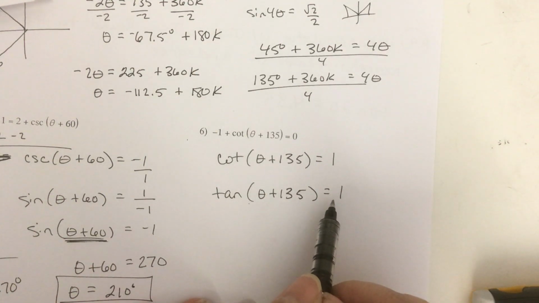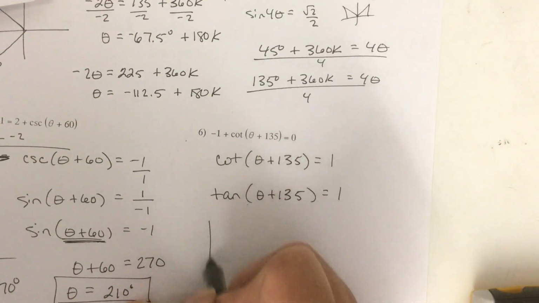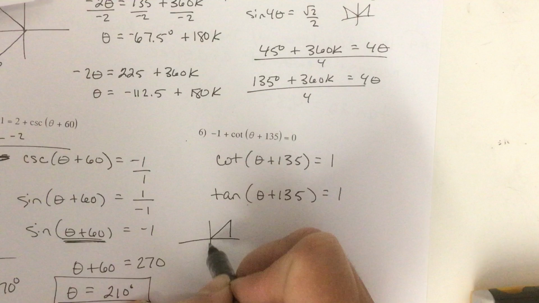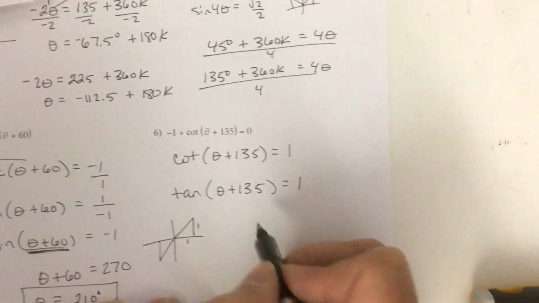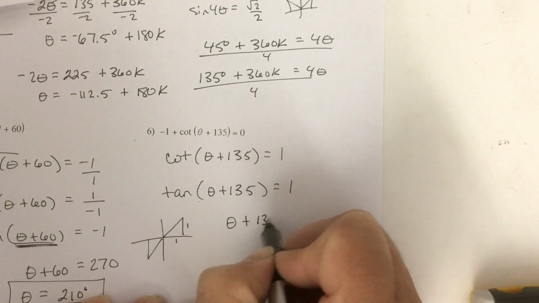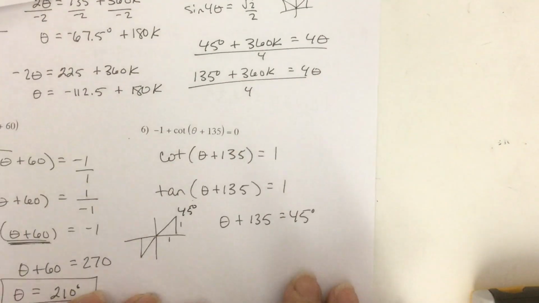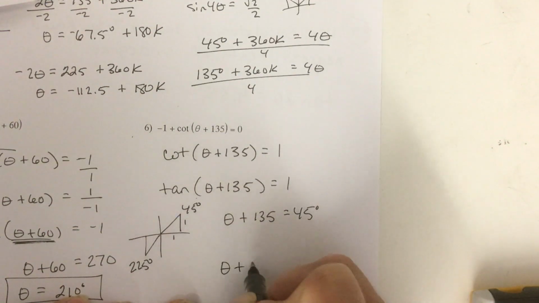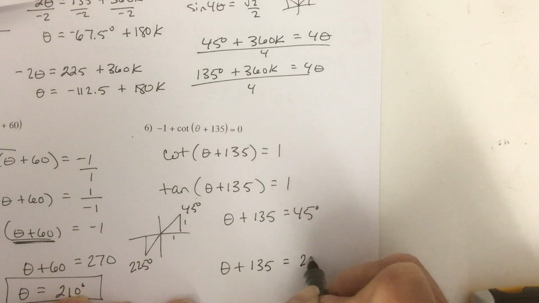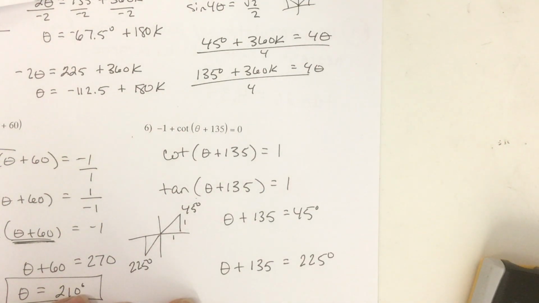Tangent is 1 at 45 degrees, because tangent is opposite over adjacent. So you can look at your unit circle, but I know tangent is going to be 1 in that quadrant and in that quadrant, where it's 1, 1, radical 2. So theta plus 135 must equal 45 degrees, because this happens at 45 degrees. And this is at 225 degrees. So theta plus 135 could equal 225. So we need to subtract 135, 45 minus 135. So I get negative 90.